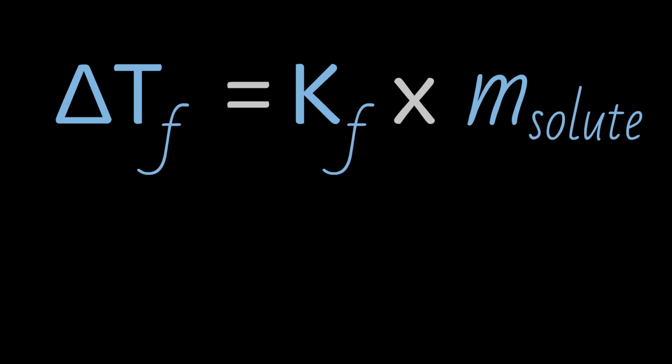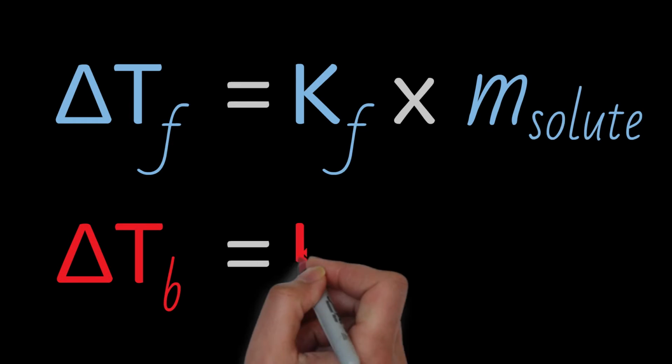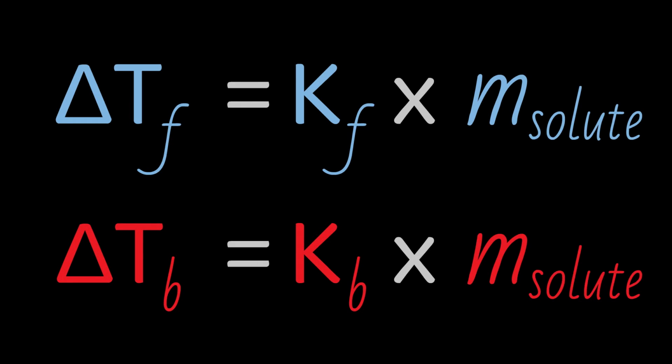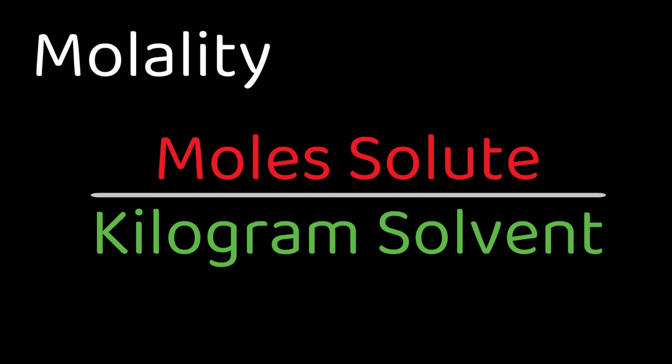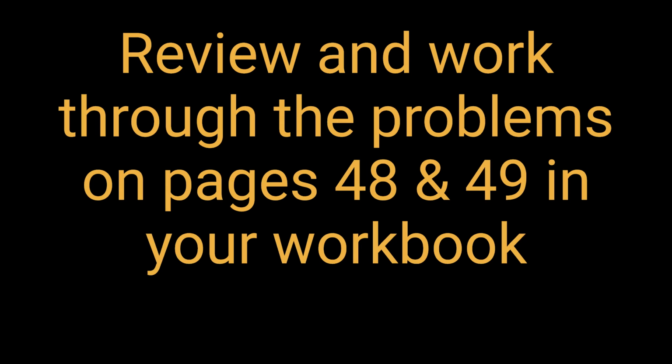Mathematically, we can represent these changes in boiling and freezing temperatures with equations. The change in the freezing temperature is equal to the freezing point depression constant times the molality of the solution, and the change in boiling point temperature is equal to the boiling elevation constant times the molality of the solution. Remember, the molality is moles of solute per kilogram of solvent. Go ahead and try the problems on pages 48 and 49 in your workbook.